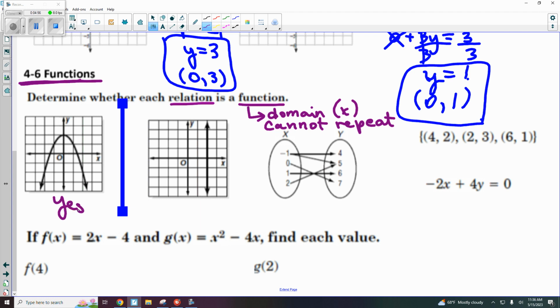Now, for our next one, it's a vertical line, so if I put a vertical line on top of it, it touches way more than one point. It touches all the points. So would it be a function? Nope, you got it. So no, because it touches more than one point.